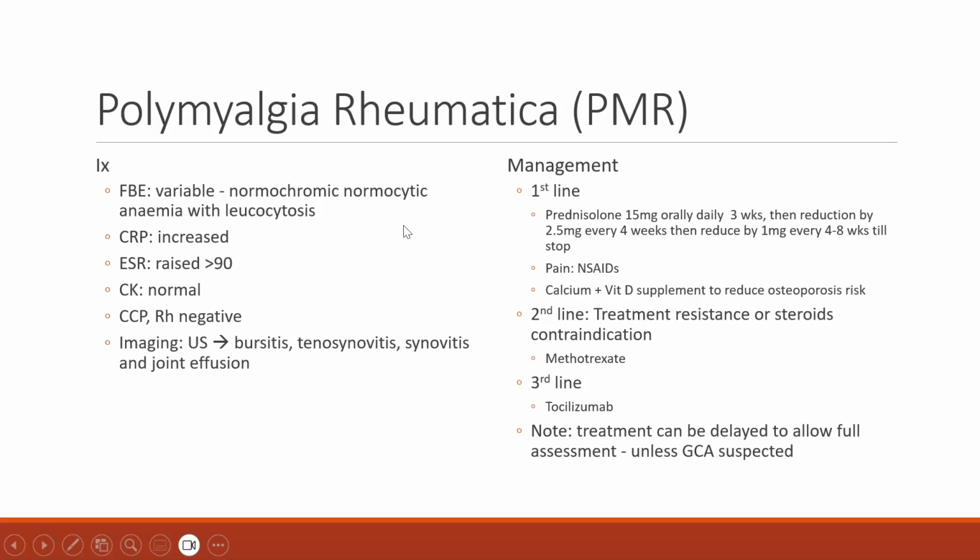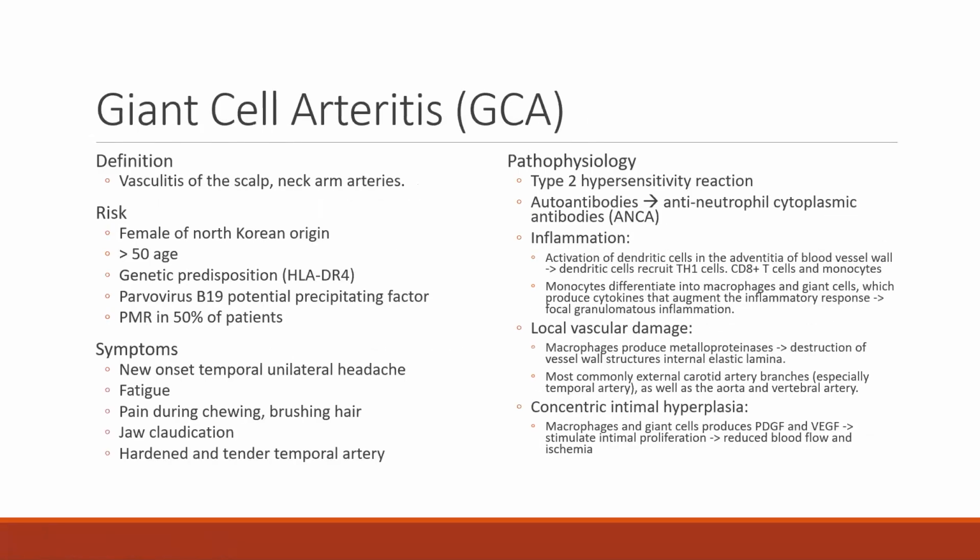When we're suspecting PMR, we have to wait for investigation results before starting the steroids, unless GCA is suspected, in which case we have to start it straight away. So GCA, giant cell arteritis, is a vasculitis of the scalp, neck, and arm arteries. The risk is female, of North European origin, age more than 50 years, genetic predisposition. Infection with parvovirus might be a precipitating factor, and 50% of them will have PMR.